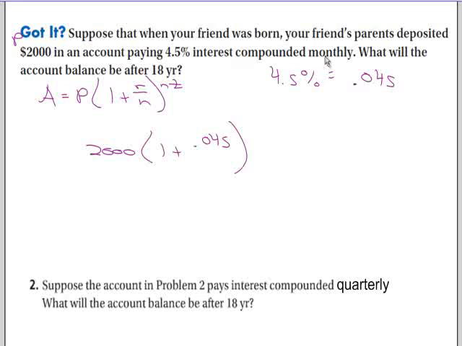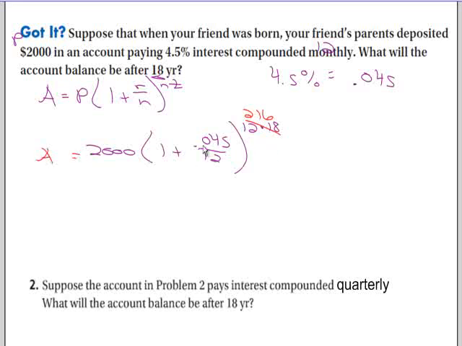Interest compounded monthly. So if it's compounded monthly, there's 12 months. And they're going to do this for 18 years. So that means 12 times 18 as the exponent. We have a couple things we want to take care of. 12 times 18, I don't want to do that calculation twice. That's 216.